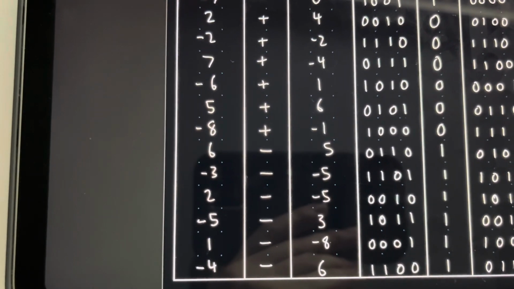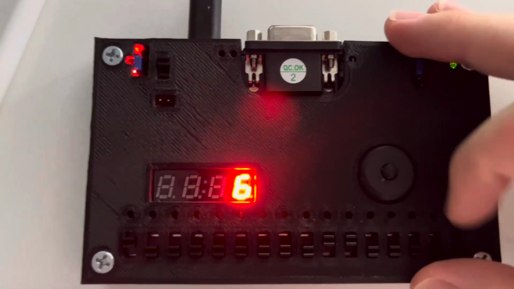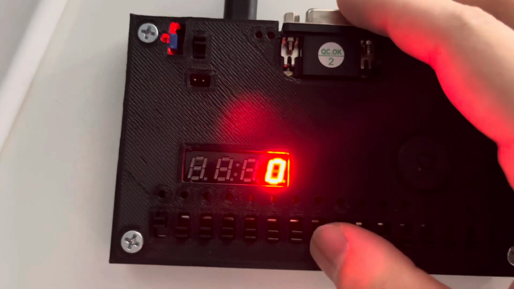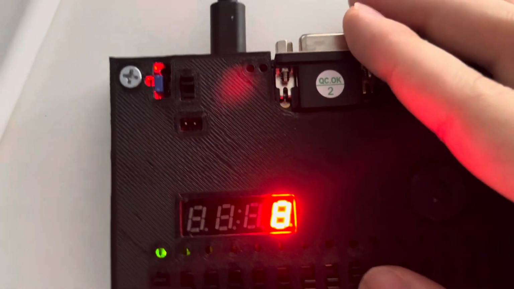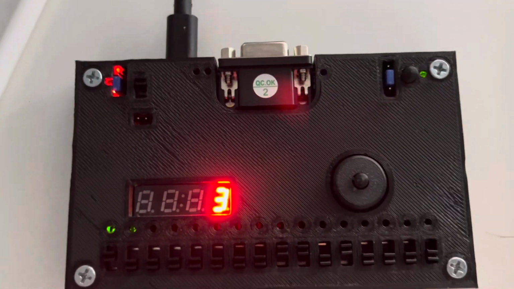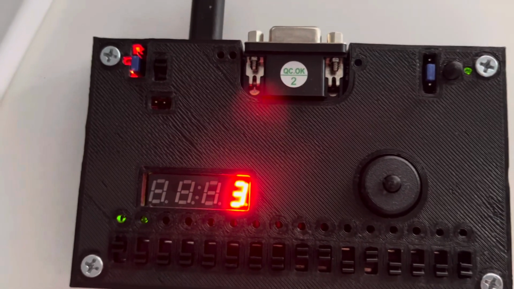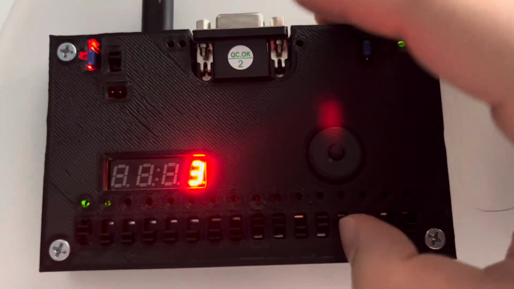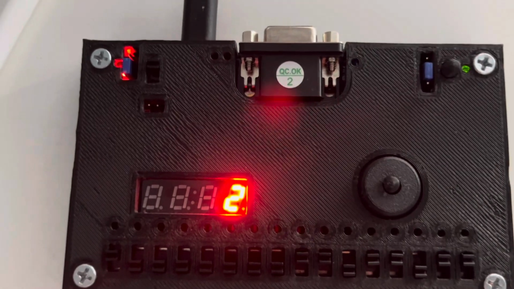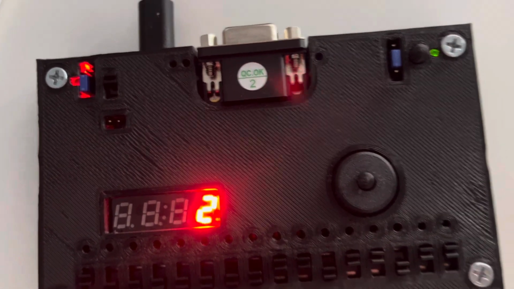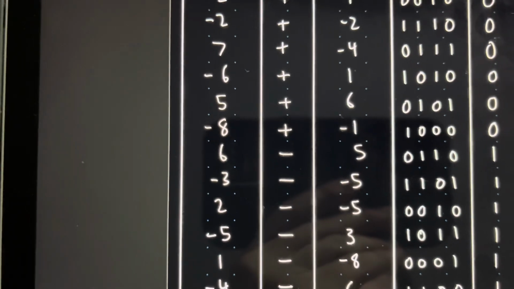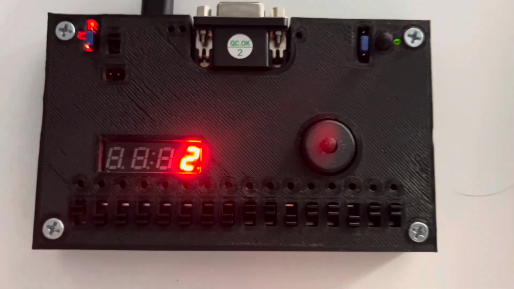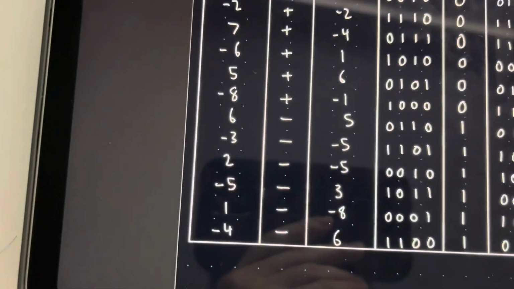Negative 3 minus negative 5. So let's do that. Negative 3 is 1, 1, 0, 1. And negative 5 is 1, 0, 1, 1. Which would make sense because it'll be negative 3 plus 5, which would equal 2. It's not negative 2, it's just a 2. Anyways, let's go down to the next on the list.